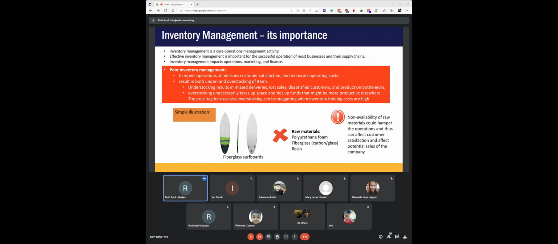Now, poor inventory management, other than what I mentioned, can also result in understocking or overstocking. Meaning to say, kung na poor inventory management, understocking tanan. No. Sometimes it also leads to overstocking. Like I said, do not go with understocking. Also, do not go with overstocking. Because overstocking also has a price tag. And usually, overstocking, ang iyang implication, it takes up space.